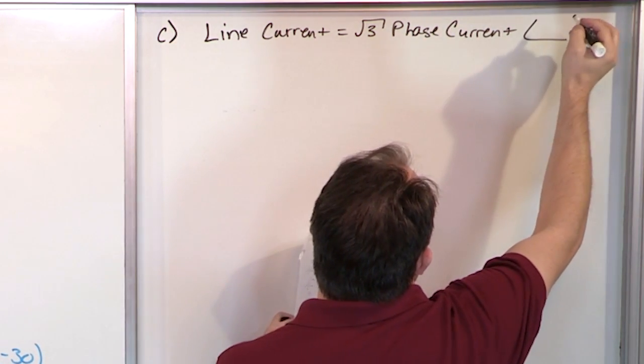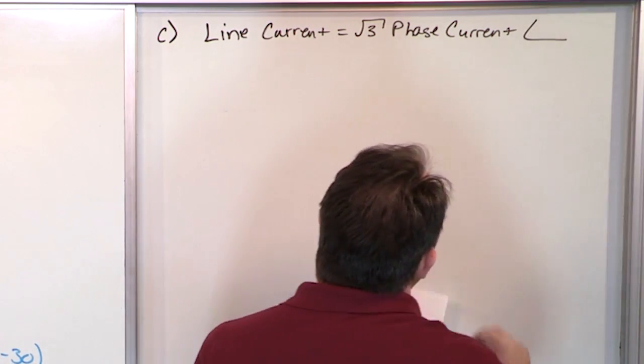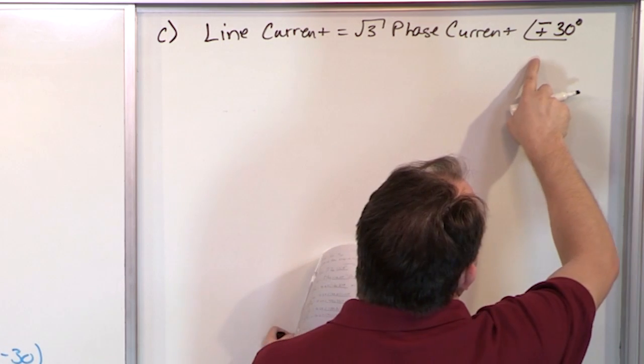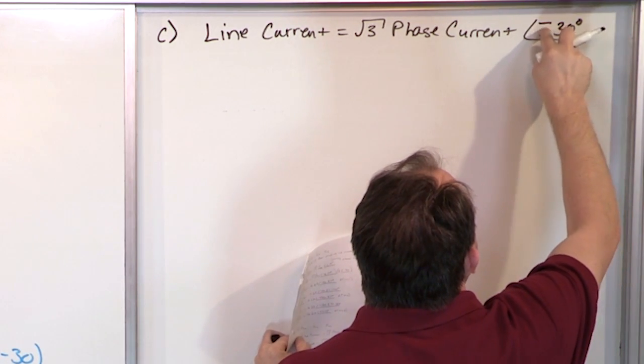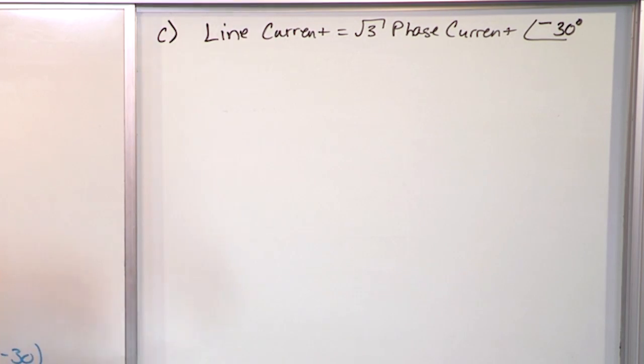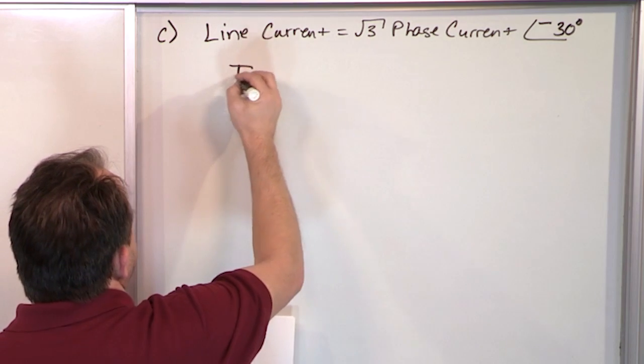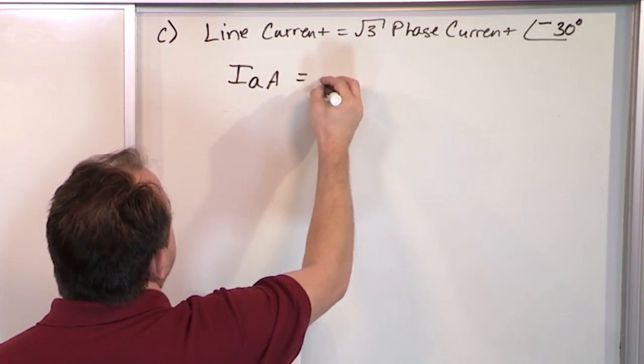And you shift by either minus or plus 30 degrees. Minus or plus 30 degrees, but we know it's a positive phase sequence, so we can take away this. So we know it's a negative phase shift of negative 30 degrees. So if we're going to write it in terms of our variables, the line current for the A phase is IAA, square root of 3.